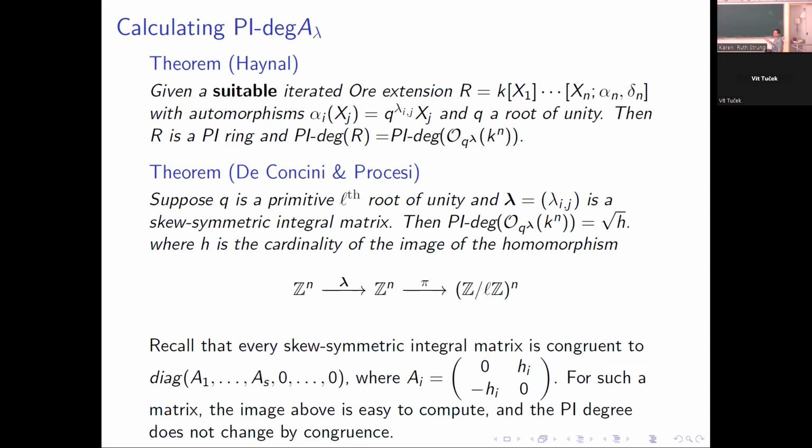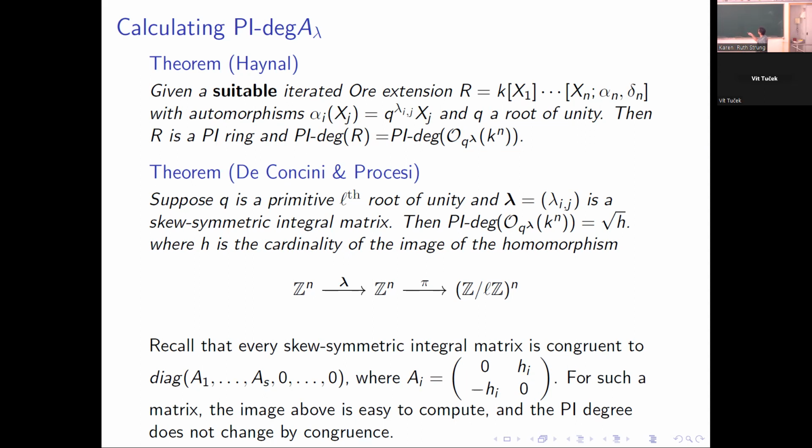And interestingly, when you have two matrices which are congruent, the pi degree can't change. Because if the two matrices are congruent, then their quantum torus and quantum affine spaces are isomorphic, which means that the pi degrees are the same. So the cardinality of the map won't change.